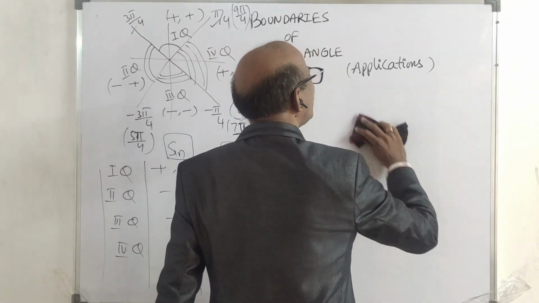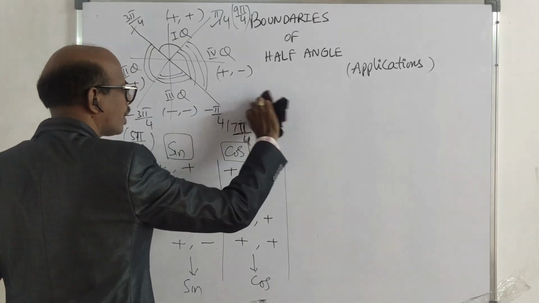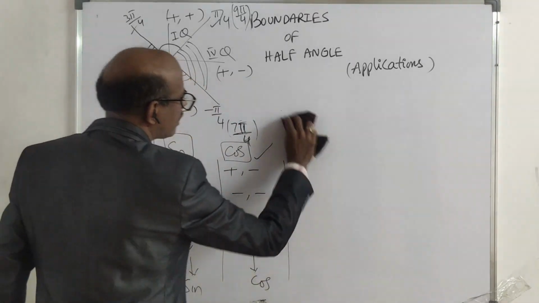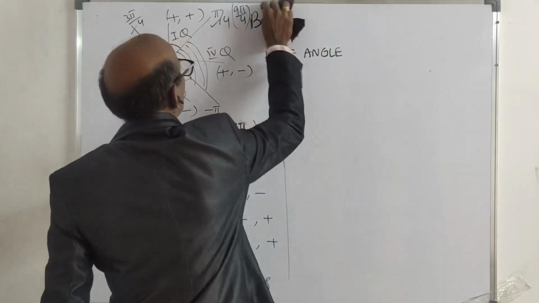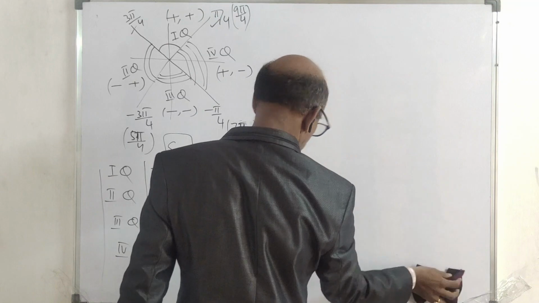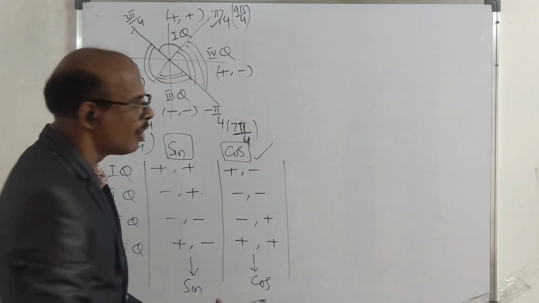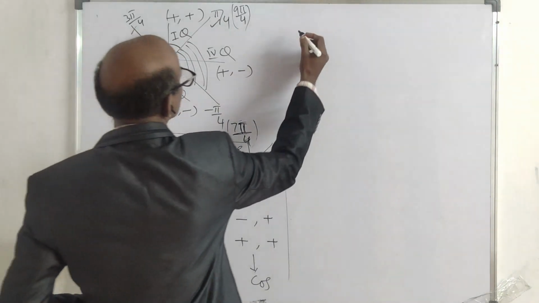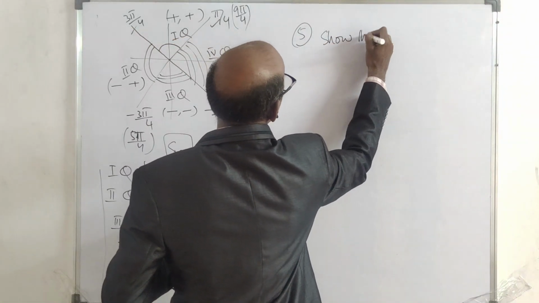Directly from the given question, we extract the limits of a by 2. Please note down. Next, the application of boundaries of half angle questions. So the fifth one. Please note down, please watch.